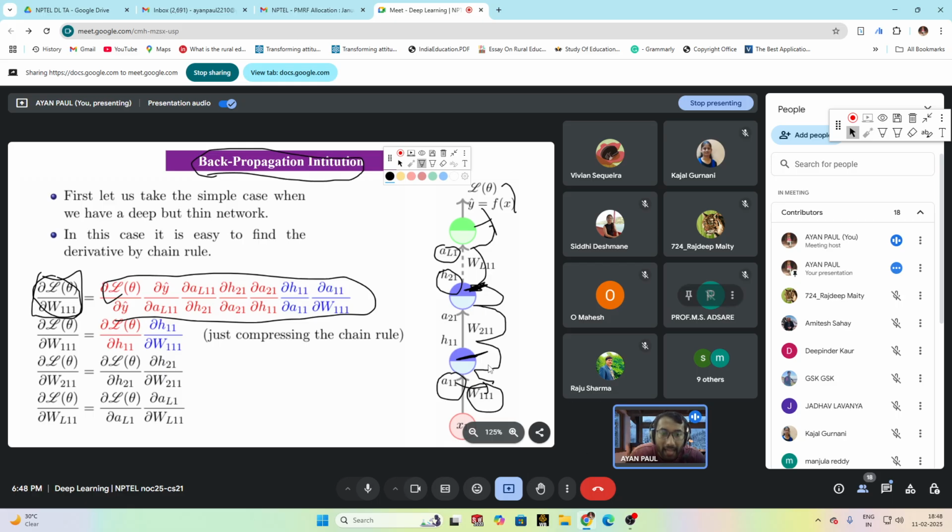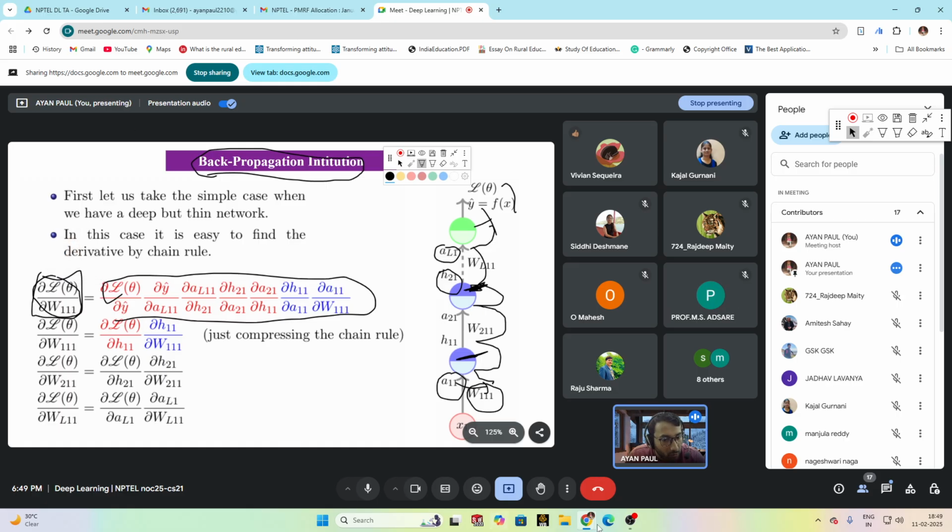Why we cannot go directly? Because there are so many functions in between, so that is why we cannot go directly. We have to jump from one step to another step, another step to another step, like that we have to jump. We have to apply the chain rule, and then we can calculate the derivative of the loss with respect to that weight. Okay, so is it clear to all of you? Clear, right? Any doubt?